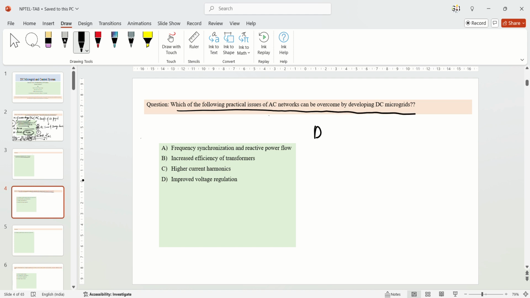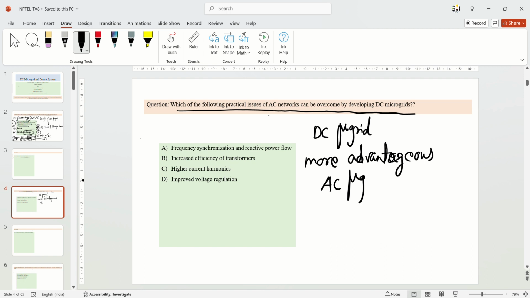So you have to tell me that there is a DC microgrid which is more advantageous as compared to the AC microgrid. Okay, so that is true because it's more advantageous as compared to the AC microgrid. You just have to tell me which are the practical issues with the AC microgrid which can be overcome by the DC microgrid.